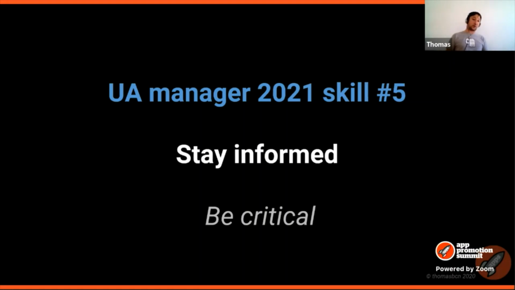But usually when I'm saying stay informed and be critical, there was this question in the panel earlier this morning. I think it was asked to Jessica, what is the best way you keep informed and up to date? And she had one of the best answers, which is having a group of peers you can refer to. For me, the best source of information is exactly that: your peers. So have your own network of other UA managers. There's a couple of Slacks that are very good.